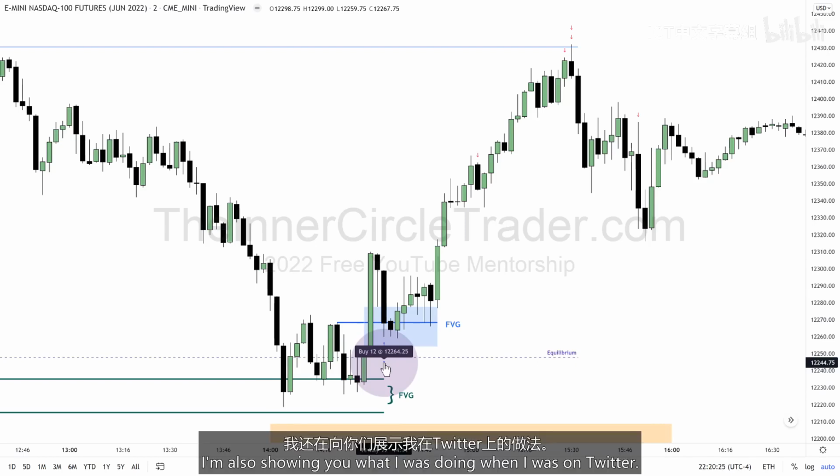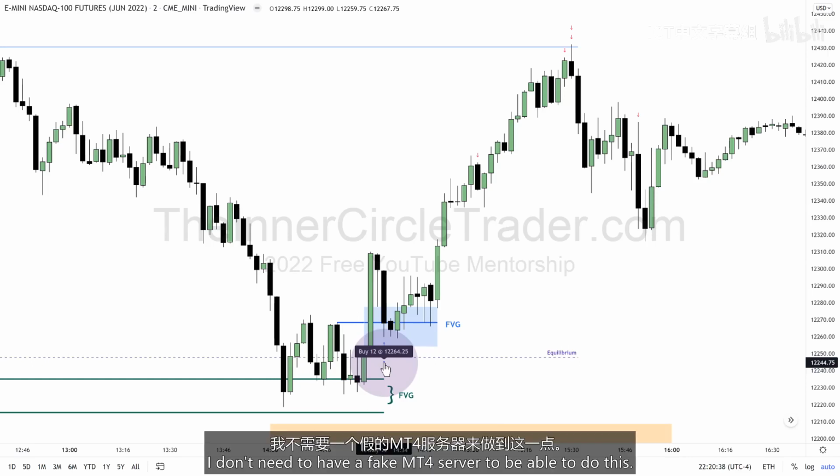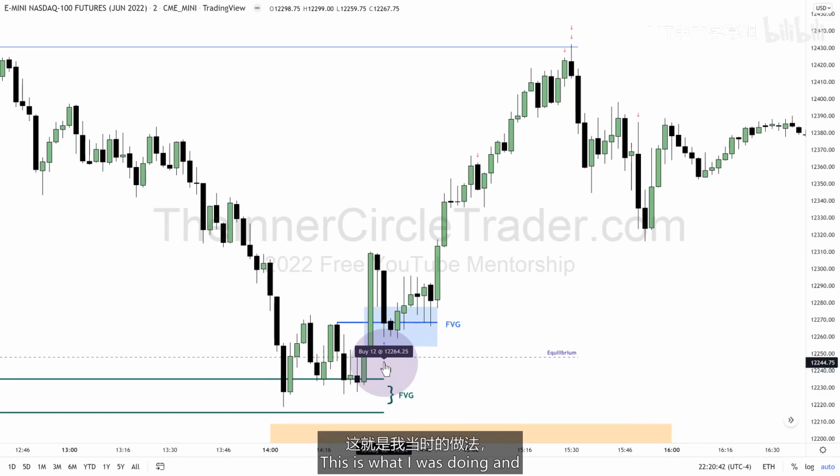I'm also showing you what I was doing when I was on Twitter, when I did use MT4, which I don't do anymore. I haven't used MT4 in years, okay? I don't need to have a fake MT4 server to be able to do this. Okay. This is what I was doing, and I was trading it and building it up and building it up and building it up.